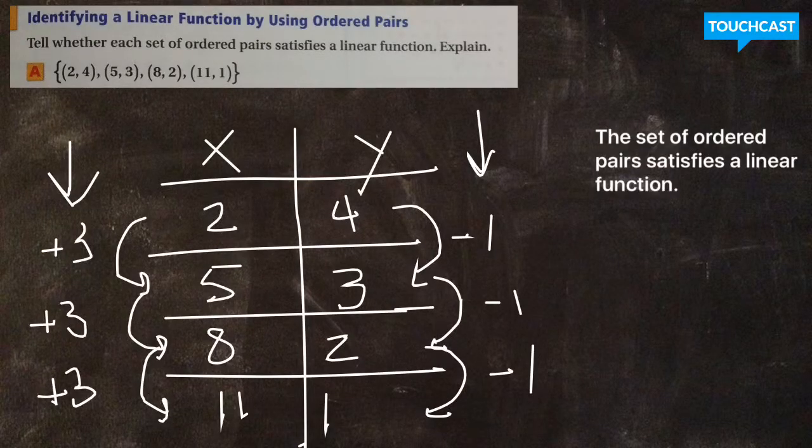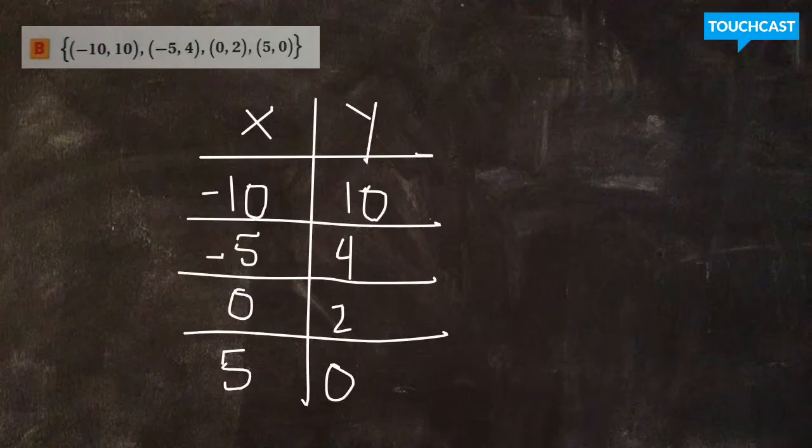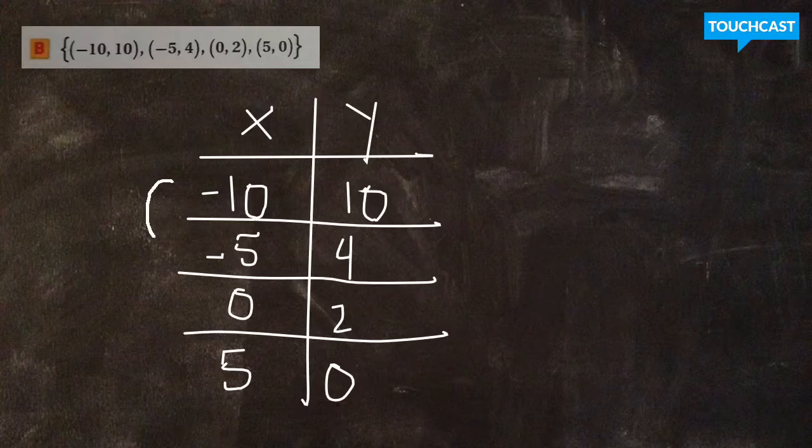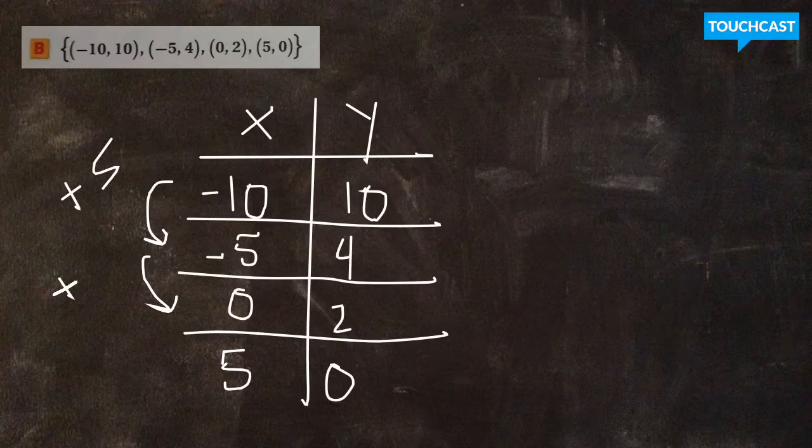Let's look at another example that is similar to this one. Okay, so just like the last example, let's convert the set of ordered pairs into a table. Alright, so just like in the last example, we're going to see how x changes and then how y changes. So our x, from -10 to -5, we have to add 5. From -5 to 0, we have to again add 5. And from 0 to 5, we have to add 5.